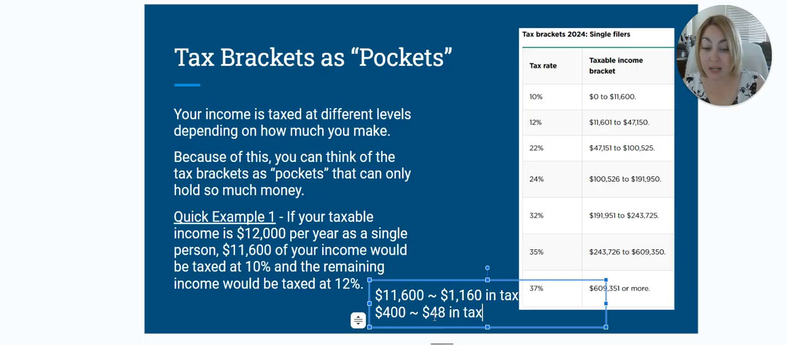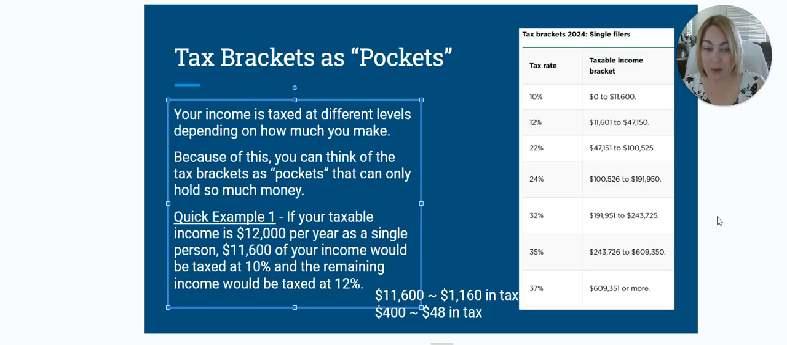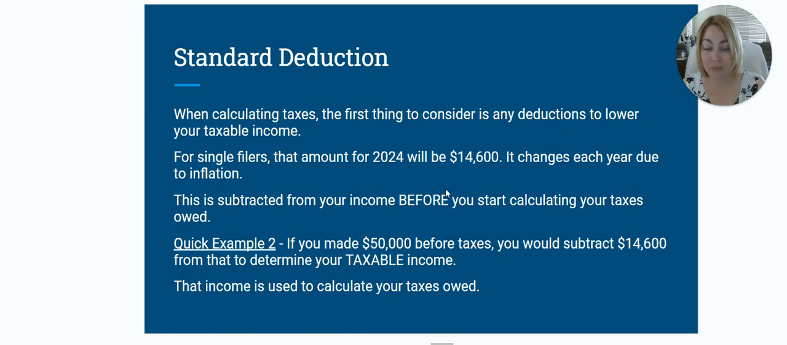Okay, so altogether, we would just take 1,160 and add 48 to it, and that would be how much this person ends up paying in taxes. Okay, so that's just one quick example. Let's move on to the next.